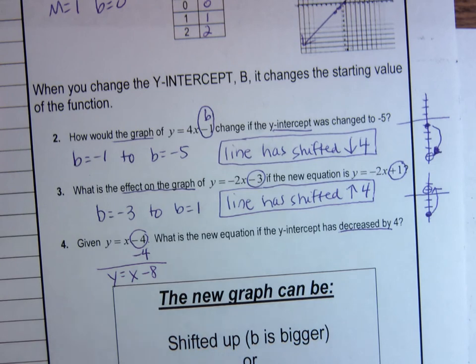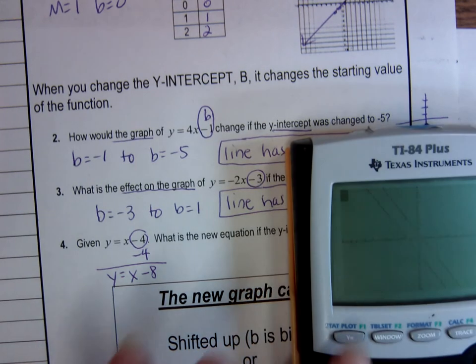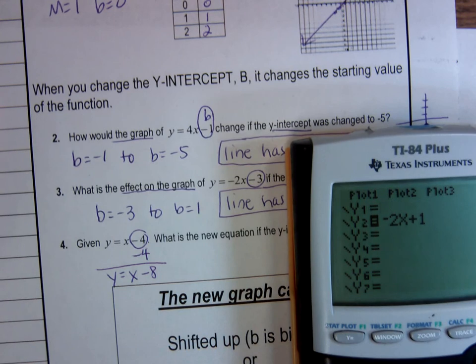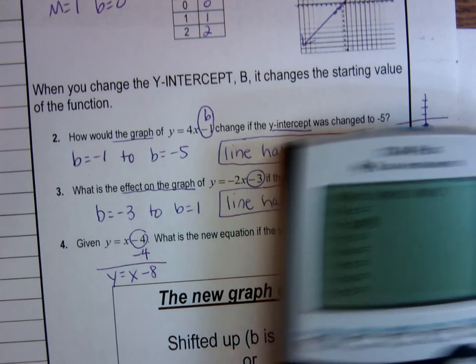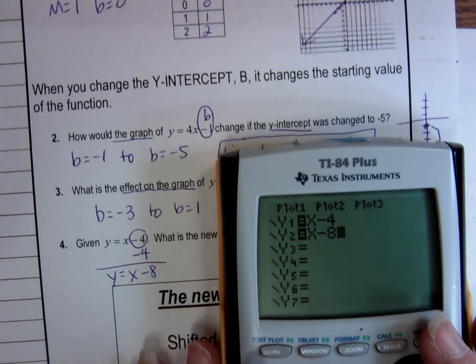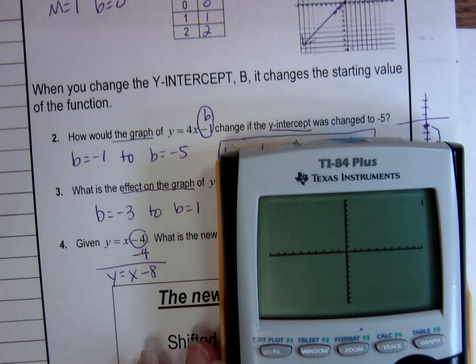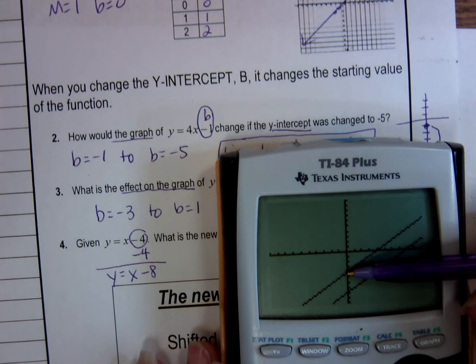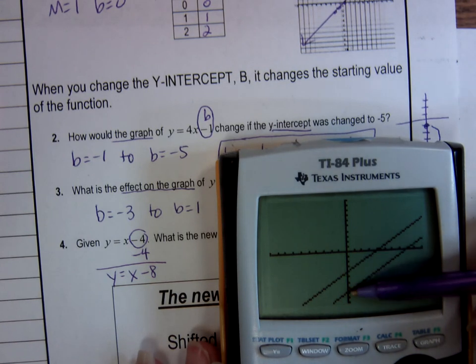Okay, so let's see if we were to type those into our calculator, if that would show us a decrease of 4. So let's type in x minus 4 and then x minus 8. And so our calculator is just kind of a double check. The first one is going to be minus 4. The second one's going to be minus 8. You notice how it was minus 4, and did the y-intercept decrease by 4? Yes, sir.